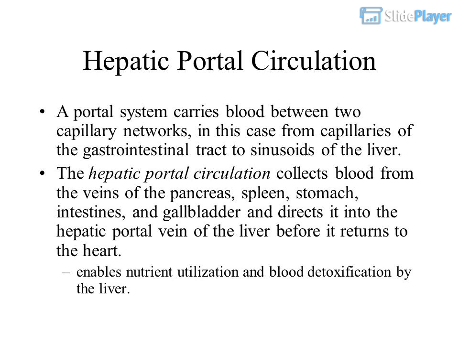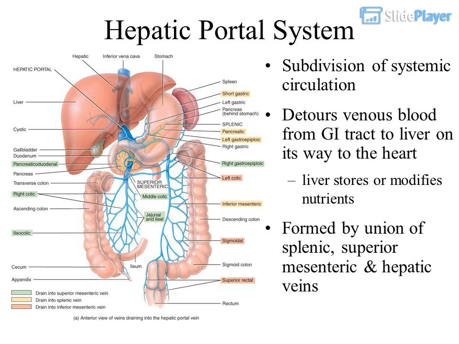This enables nutrient utilization and blood detoxification by the liver. The hepatic portal system is a subdivision of systemic circulation. It detours venous blood from the GI tract to the liver on its way to the heart. The liver stores or modifies nutrients. It is formed by the union of the splenic, superior mesenteric and hepatic veins.